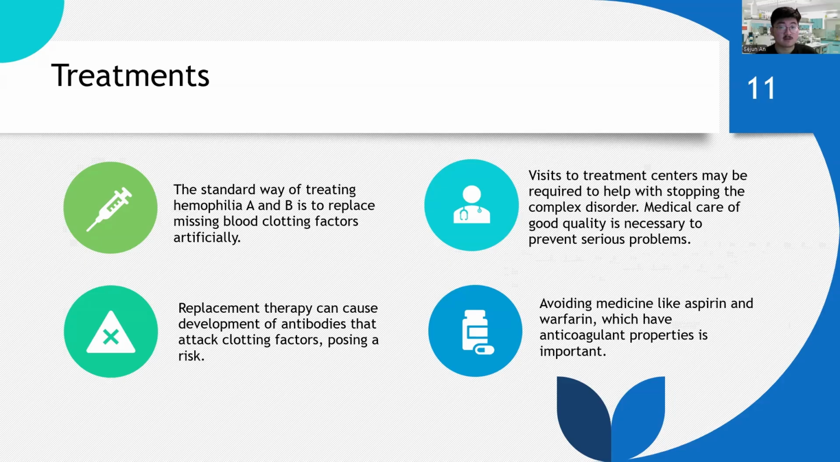For now, the standard method of treating hemophilia is to replace the missing blood clotting factors artificially, as introduced in the anatomy section. However, it is not a permanent cure, and visits to treatment centers will be required to help stop more complex problems that may arise with the condition. Furthermore, replacement therapy can rarely cause the development of antibodies that attack injected clotting factors, posing a possible risk to the specific method. Lastly, avoiding medicines like aspirin or warfarin, which have properties that naturally slow down coagulation even further, is important to keep in mind.